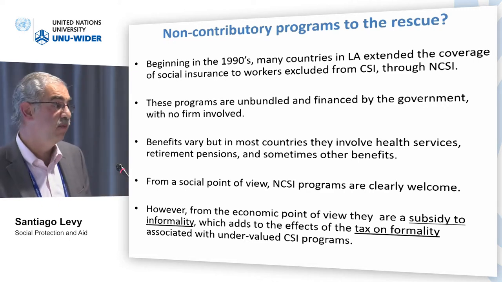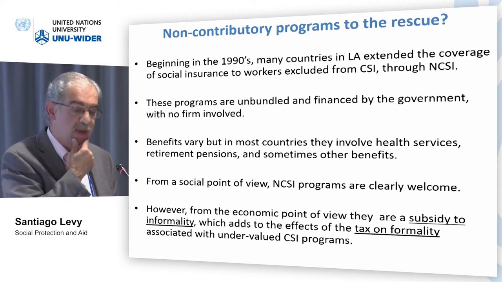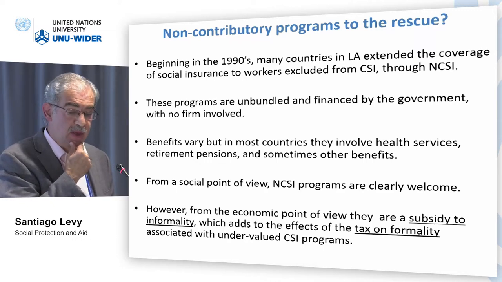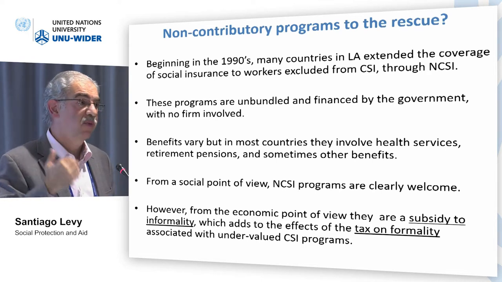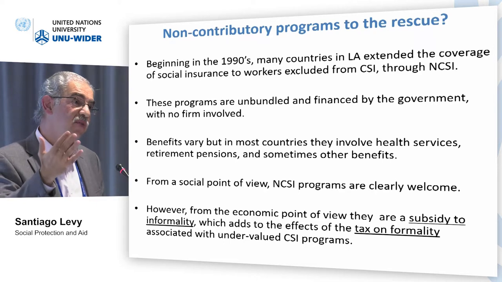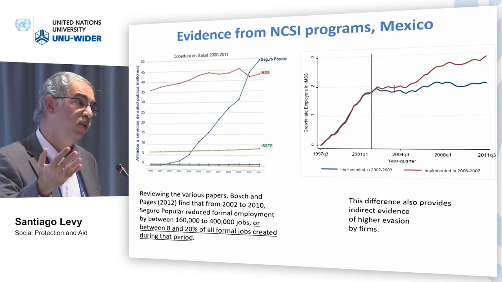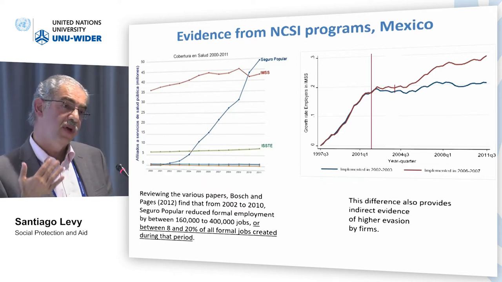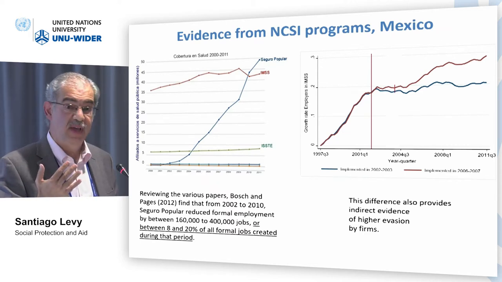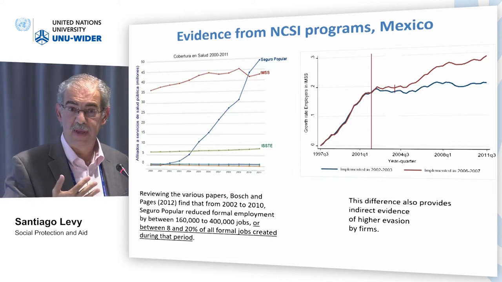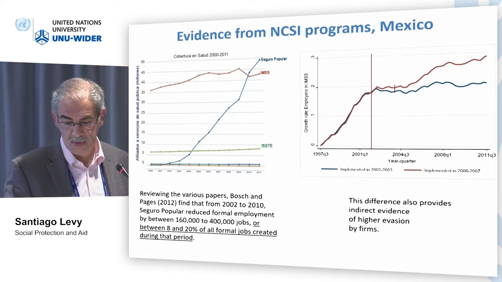This is an interesting slide from Mexico. On the left, you see the coverage of a non-contributory health program that started in the early 2000s in Mexico. The red line is the coverage of the contributory health program. And on the right, this is work by some colleagues of mine at the IDB. It is a difference-in-difference estimator of what happened to firms' hiring decisions in Mexico when the non-contributory program was put into place. By looking at firms that were earlier in the program versus firms that were later in the program, you can see that firms' decisions were biased against hiring workers legally with contributory programs, and cheating by firms was actually much encouraged by the introduction of this non-contributory program.